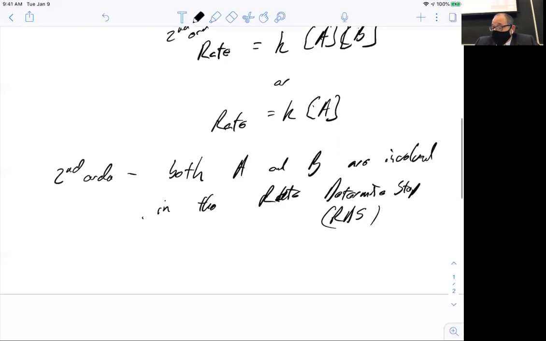Okay. If we look at first order, then we know that only A or B, depending on which one it is, but in this example, only A is in the rate determining step.